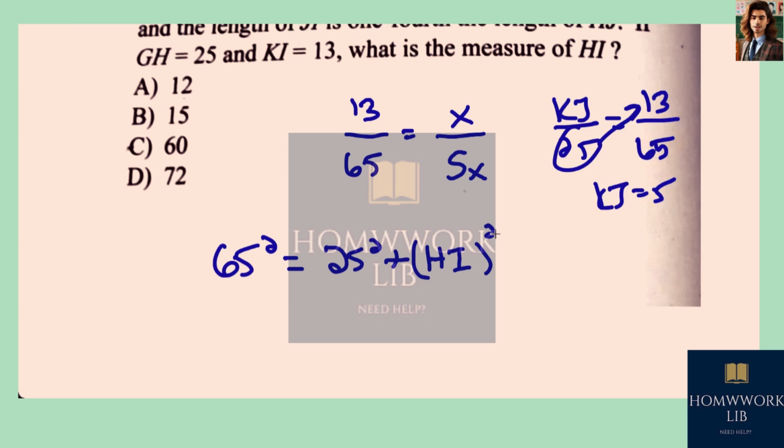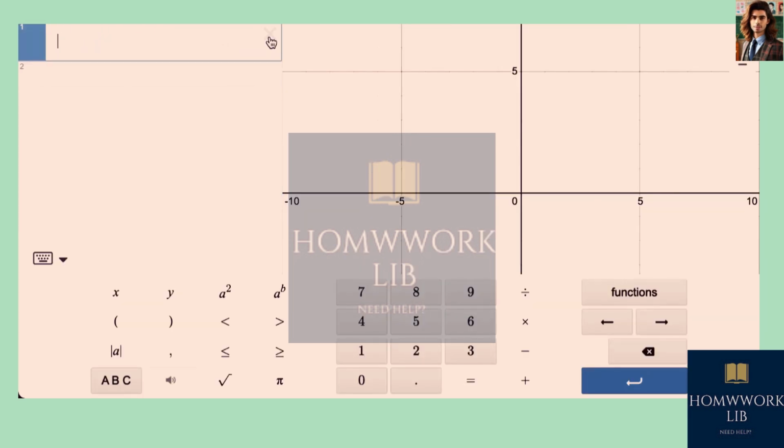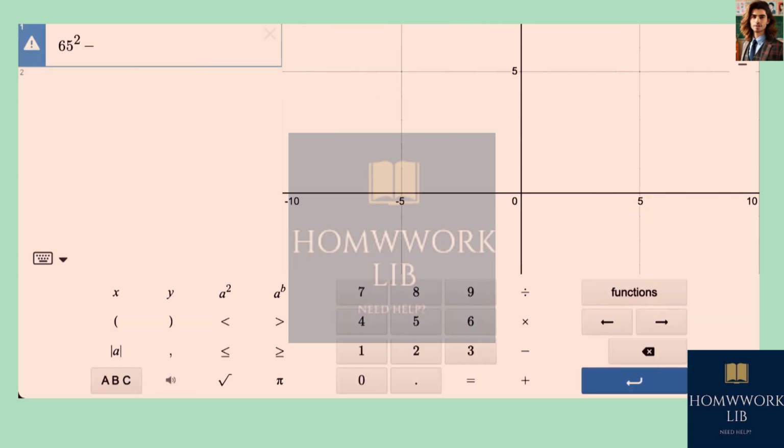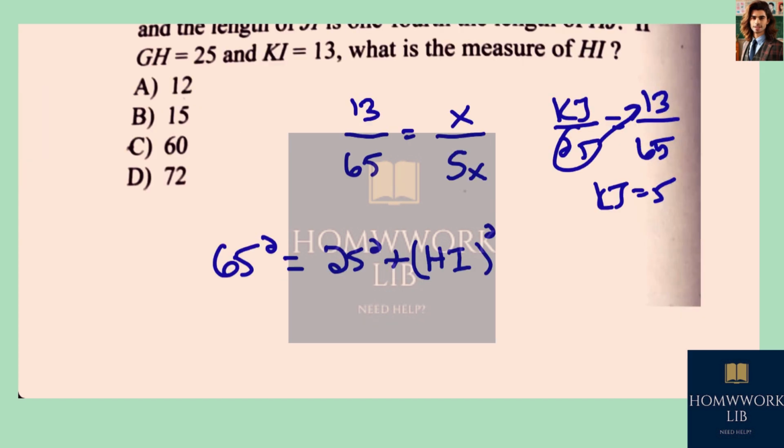Okay, so 65 squared minus 25 squared is 3,600 that we'd want to take the square root of, and that would be 60. Choice C. We got there.